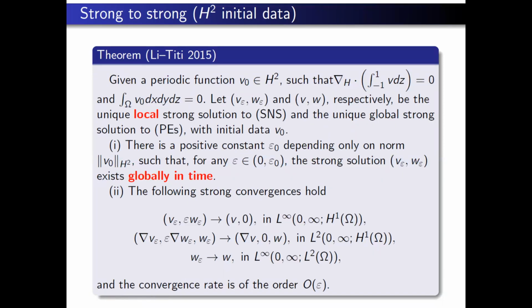Having this into account, again, let V epsilon, W epsilon and V be respectively the unique local strong solution of Navier-Stokes, because now the initial data is in H1, so I have short-time existence of strong solutions of Navier-Stokes, and the unique solution of the primitive equation. So for short time, I have Navier-Stokes for this initial data, but for the primitive equation I have a global solution with the same initial data.